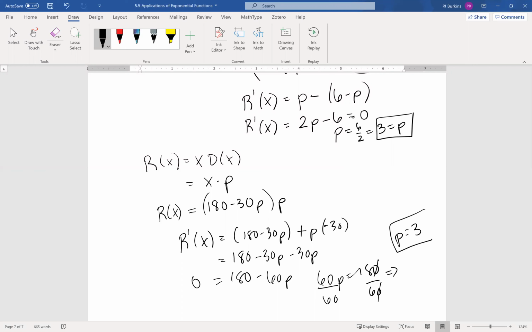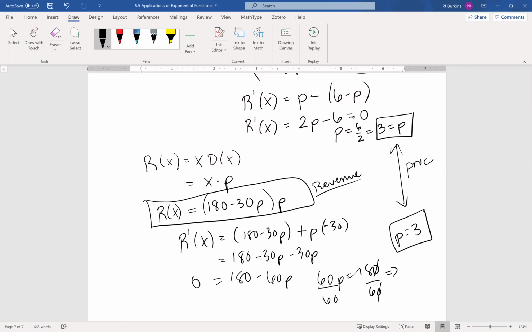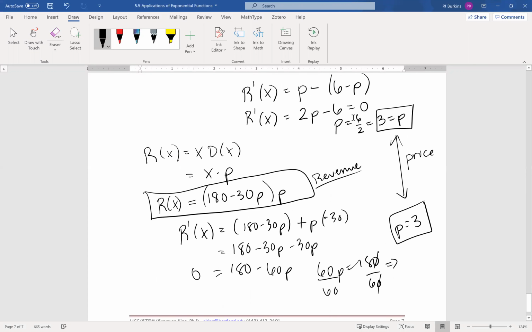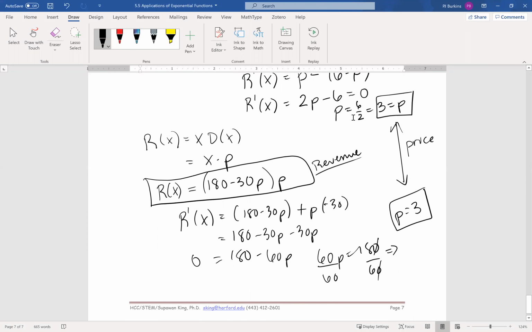Would you look at that? So either way works. This is your revenue function, and this is your price p in order to maximize revenue. Good with that?